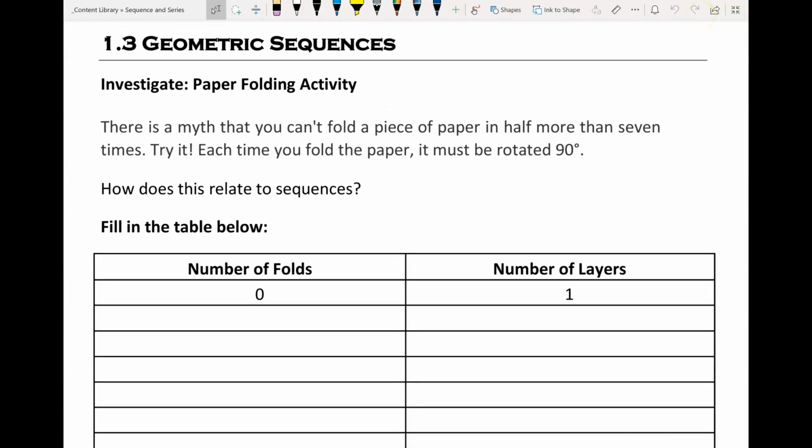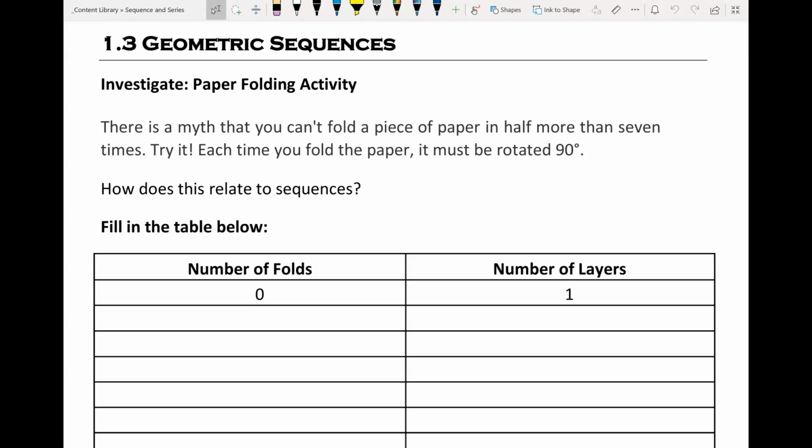Welcome to our next lesson on the geometric sequence. We're going to begin by doing a paper folding activity. So I want you to take out any piece of paper, a loose leaf or just a white piece of paper, and we're going to fold it in half and try to do it more than 7 times, or at least 7 times. And then each time we fold the paper, we have to rotate it 90 degrees.